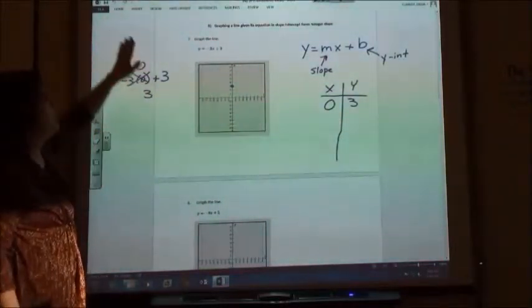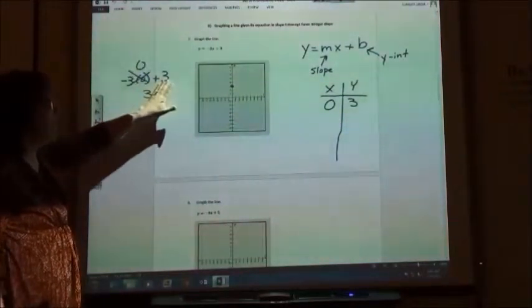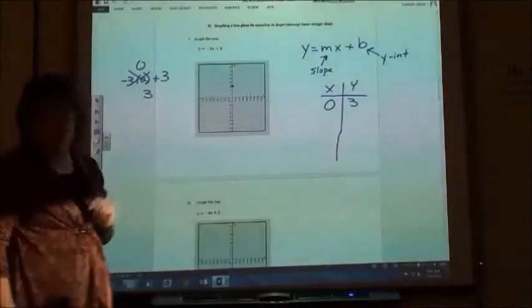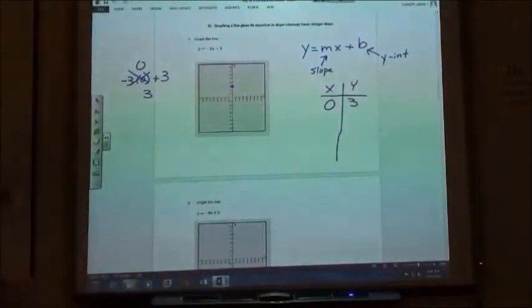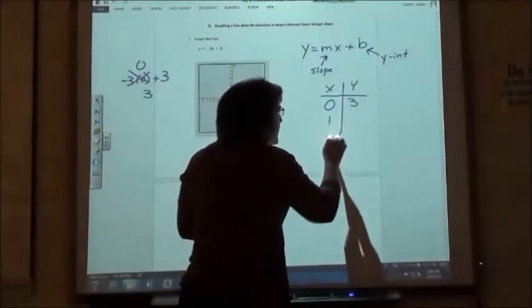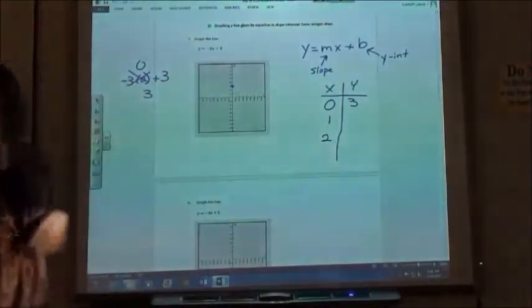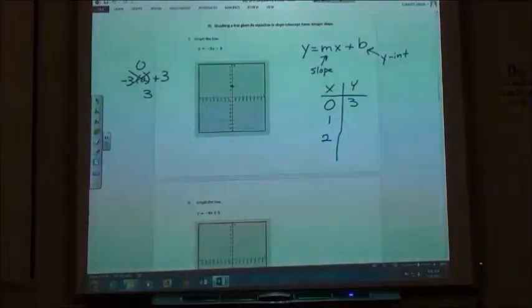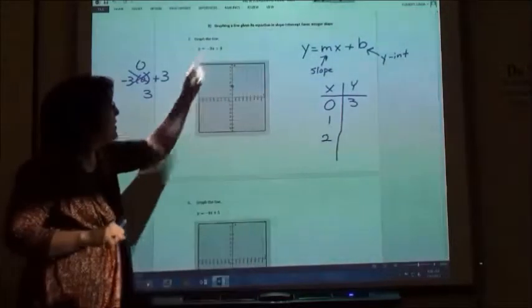So I always know when I put 0 in for x, I'm going to get the end number, and that's where it's going to touch the y-axis. Then I still just pick out some other numbers to put in there. Nice easy ones like maybe 1 and 2. If I have to, I change 1 to -1, but some nice easy numbers. I plug them in and solve.